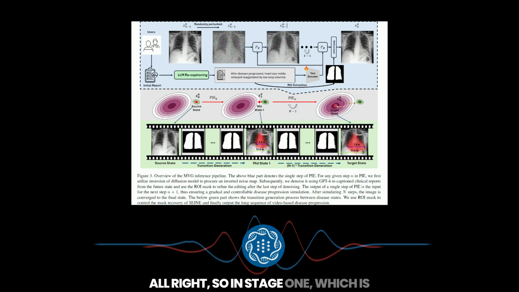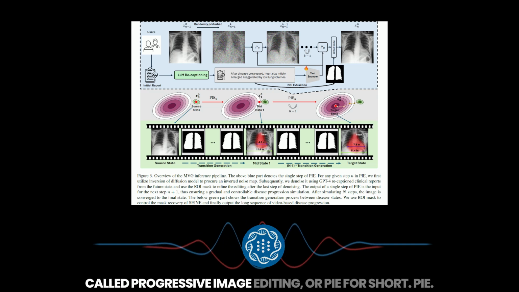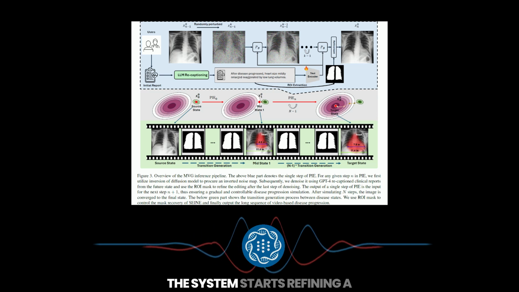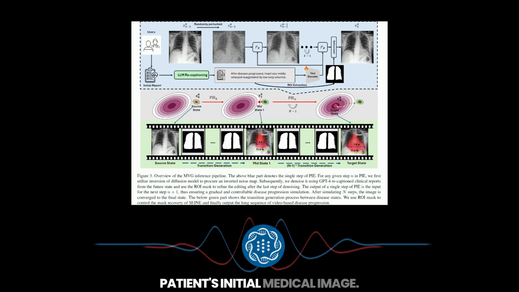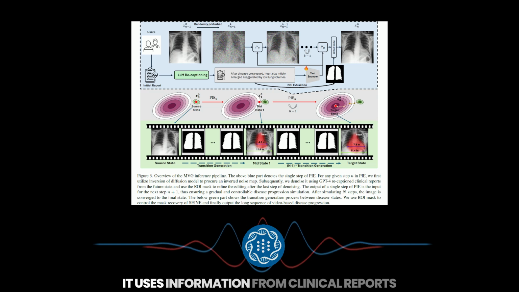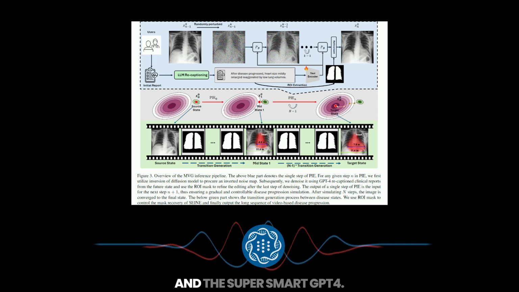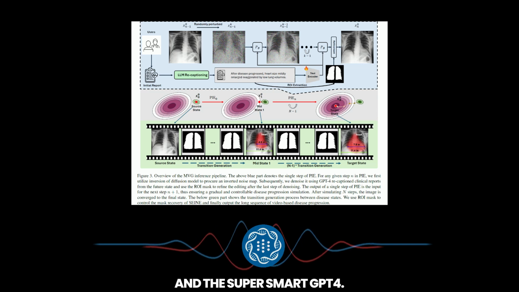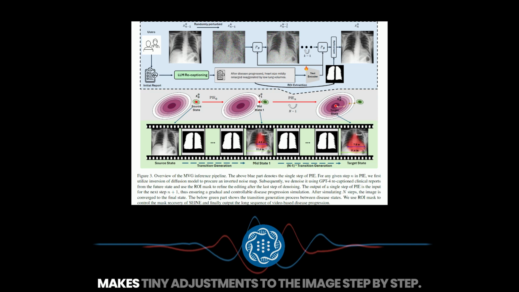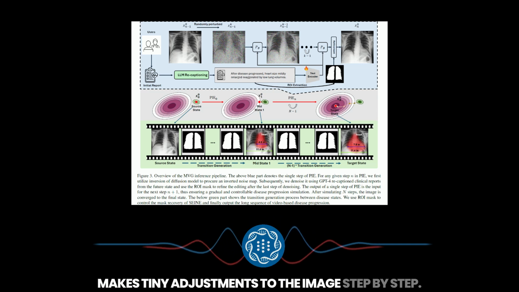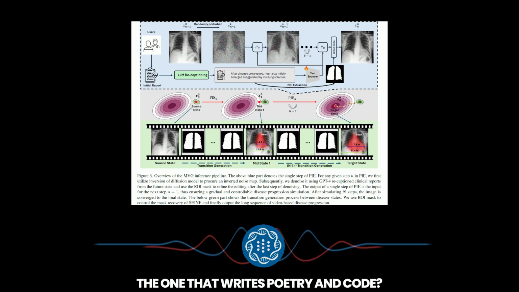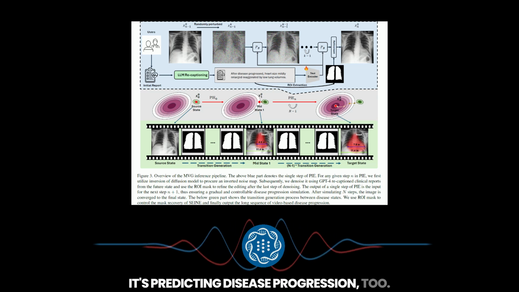All right, so in stage one, which is called progressive image editing, or PIE for short, the system starts refining a patient's initial medical image, kind of like an artist adding detail to a sketch. It uses information from clinical reports and the super smart GPT-4 to predict how the disease might progress, and then makes tiny adjustments to the image step by step. Wait a minute, GPT-4, the one that writes poetry and code? It's predicting disease progression too.